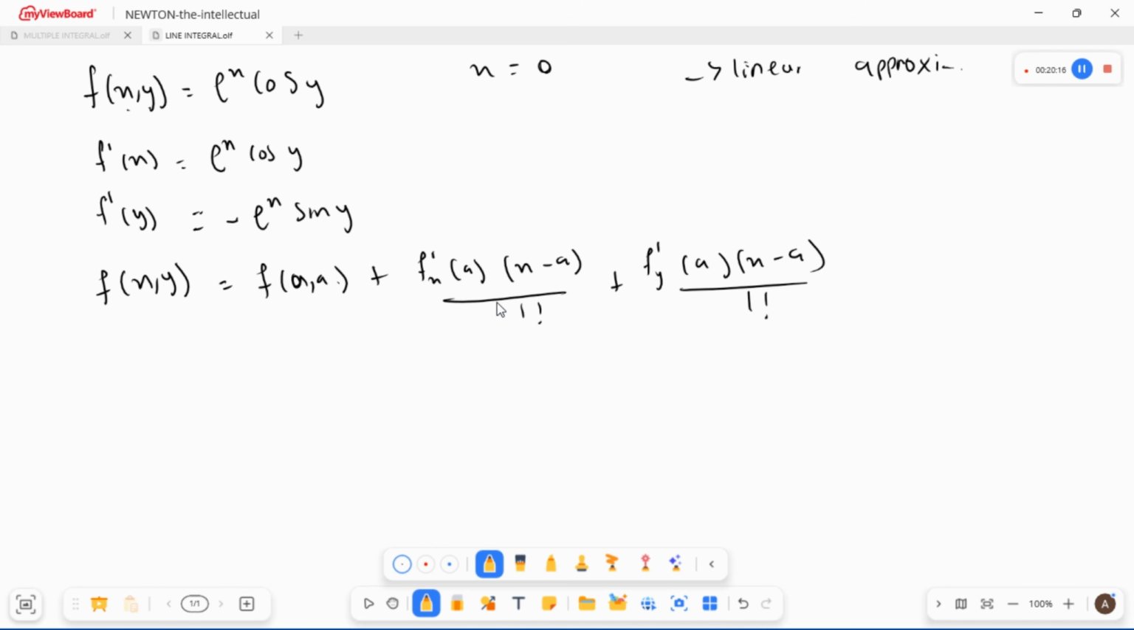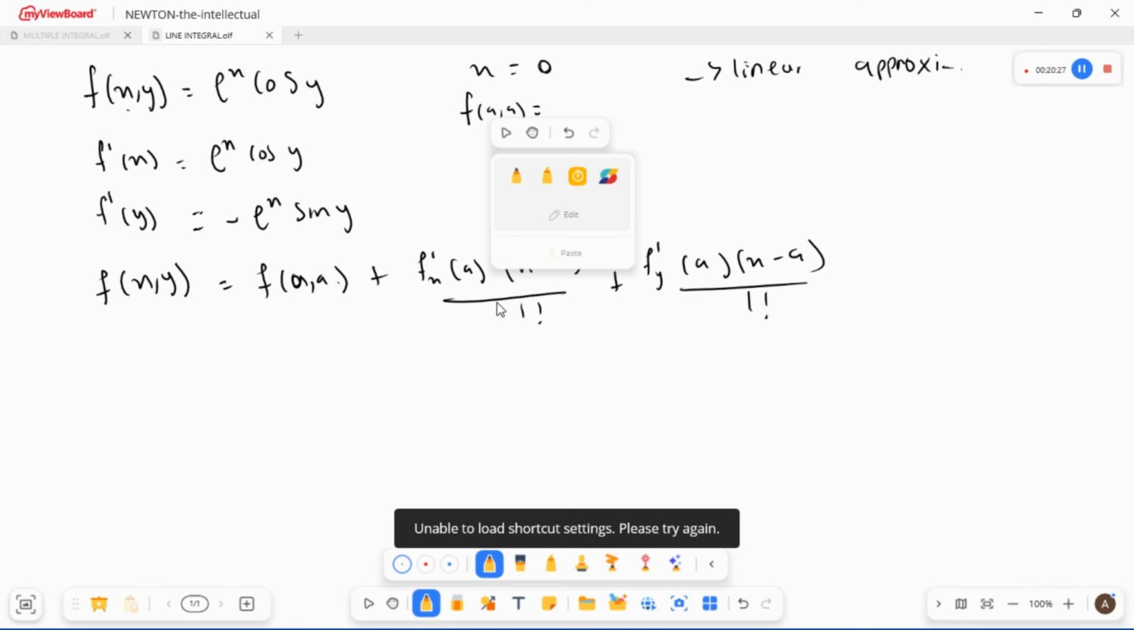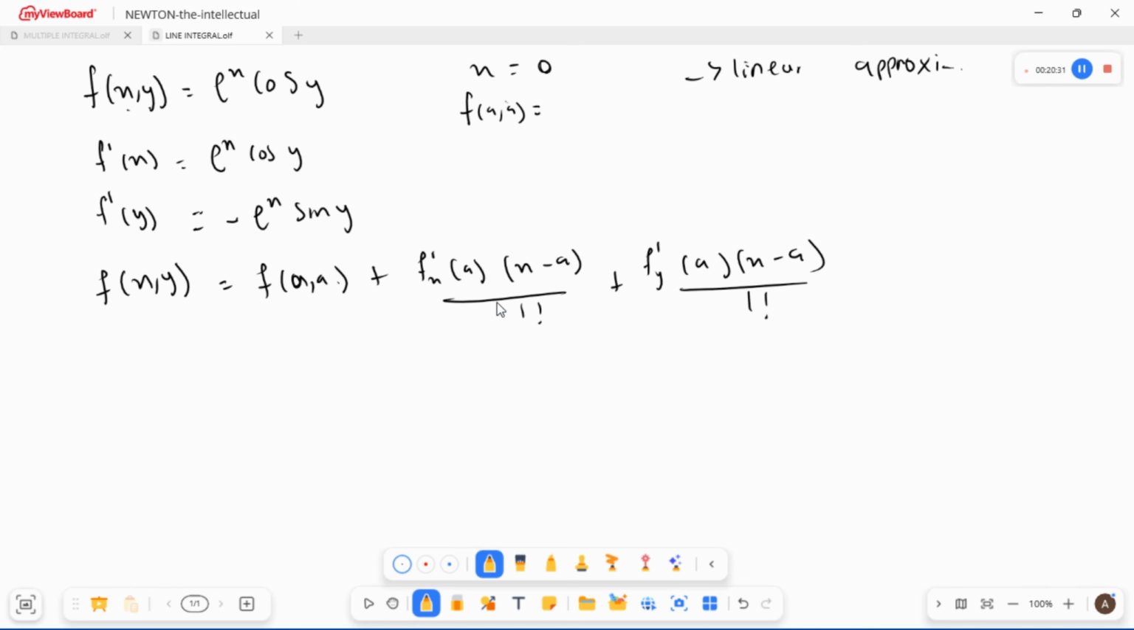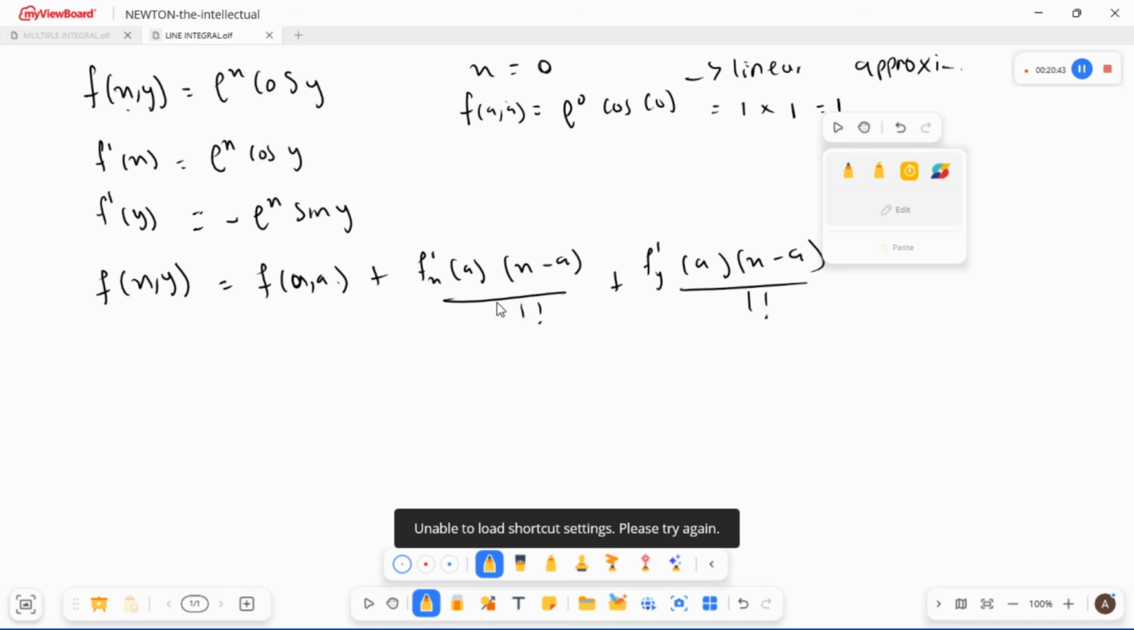So let's do f of a, a, which is this expression here. Now a is 0, and the first a represents x and the second one represents y. So wherever we see x, we put the value of a, which is 0, and wherever we see y, we put 0. So we have e to the power of 0 times cos 0. E to the power of 0 is 1, because anything to the power of 0 is 1, and cos 0 is 1. So that means we have 1.